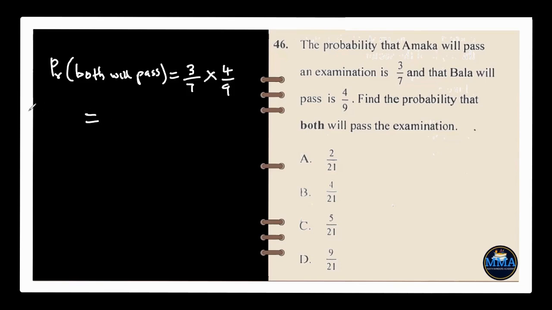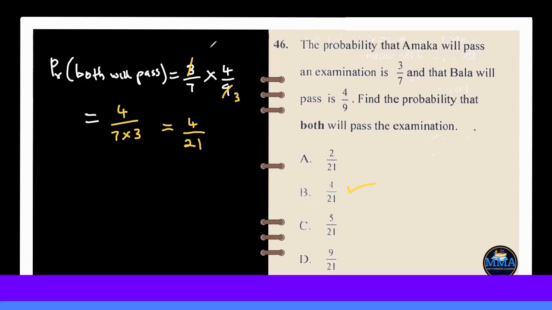Now, you do this, we can reduce this. You can see that 3 can go in itself 1, 3 can go in 9, 3. So that gives us 4/7 times 3. And our answer is 4/21, which is option B. We tick that and proceed to question number 47.